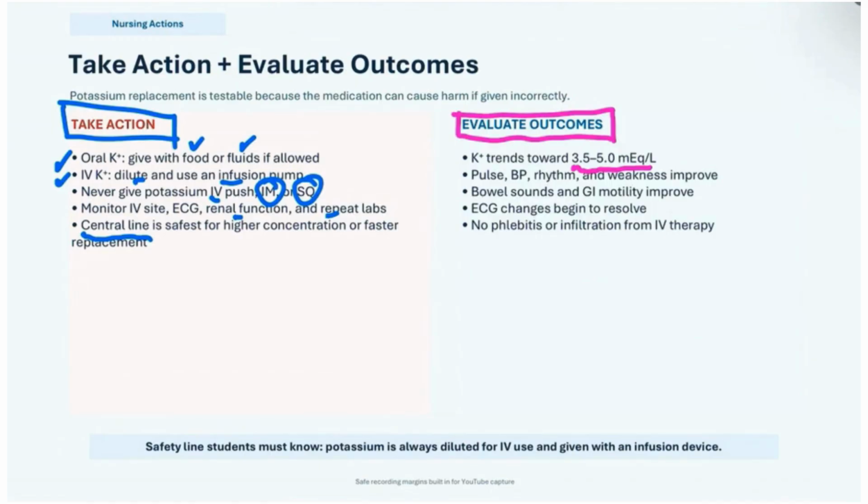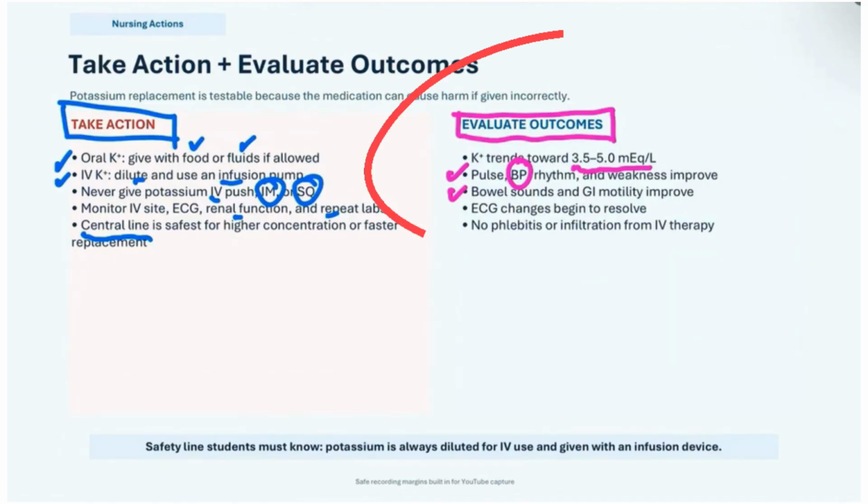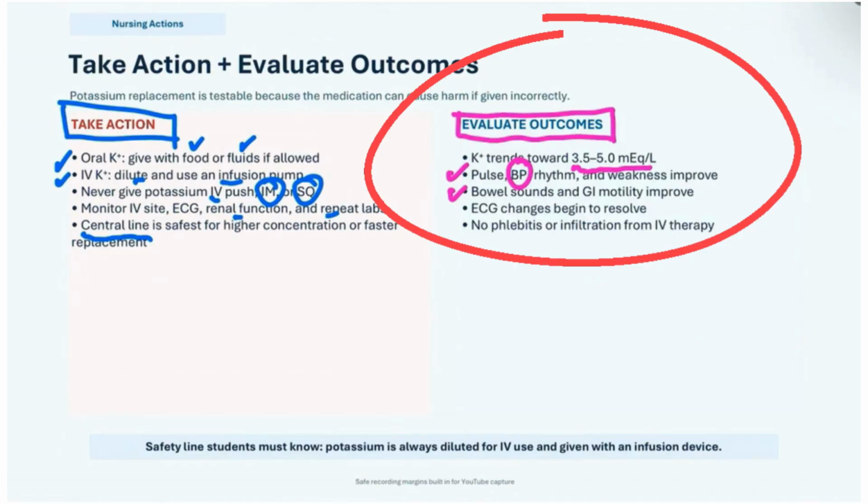Now, reassess the patient. The pulse and the cardiac rhythm should become more stable. The blood pressure should remain appropriate, and muscle weakness should begin to improve. Then let's look at the gastrointestinal function. Bowel sounds and GI motility should begin to improve as muscle function recovers. If the patient has ECG abnormalities related to hypokalemia, then look at those changes, see if it's resolving. So we need to really monitor that.